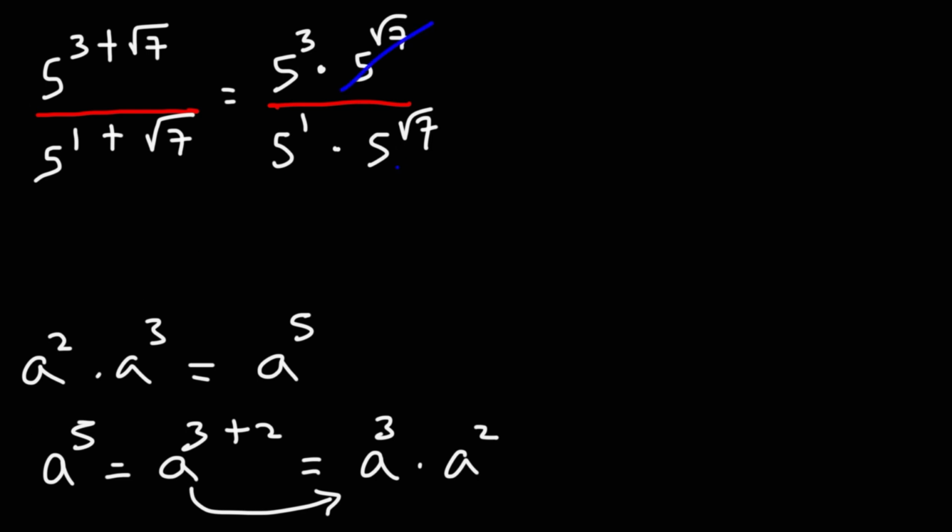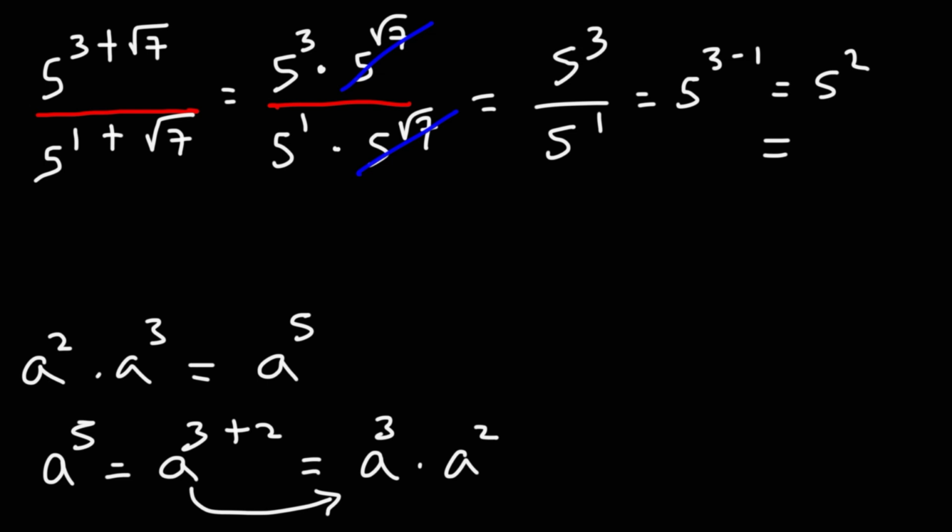Now these two we could cancel. When you divide two things that are the same, you get 1. So now we're left with 5 to the third power over 5 to the first power. And when you divide, if the bases are the same, you could subtract the exponents. So it's 3 minus 1, which is 2. 5 squared, or 5 times 5, that's 25.